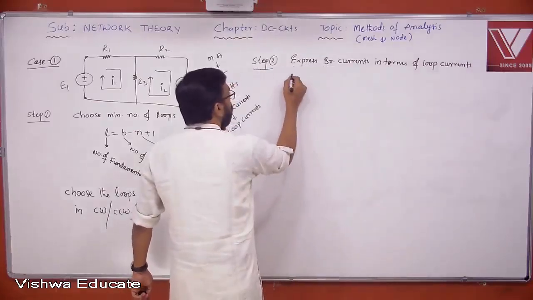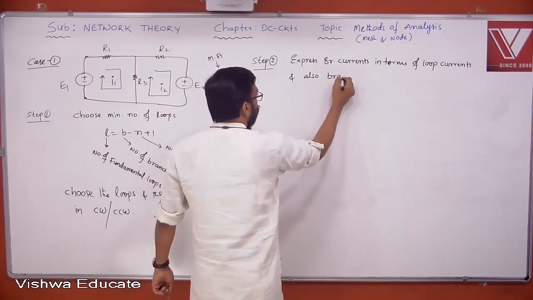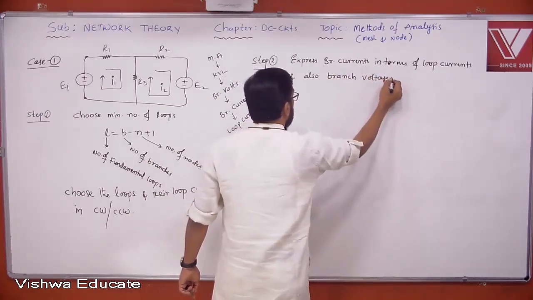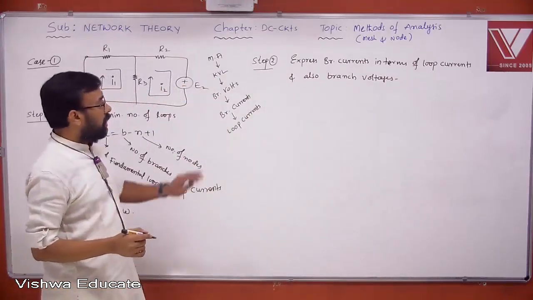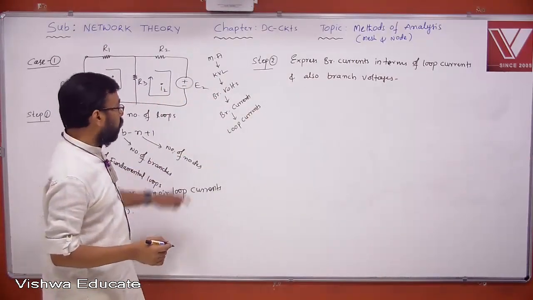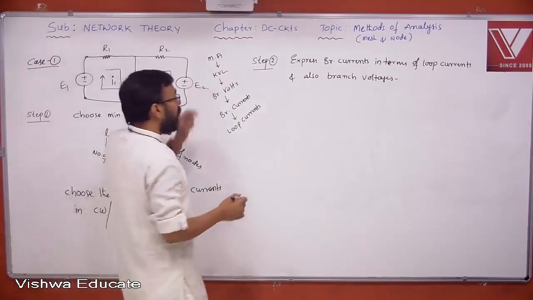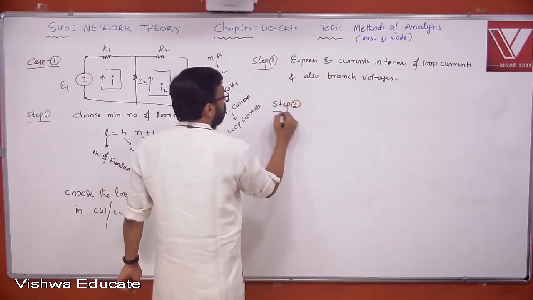Okay. And also find branch voltages. Please write down this, all of you, along with me. Okay. Express branch currents in terms of loop currents and also find branch voltage. Once you find branch currents, you can find branch voltages. Yes or no? Okay. Now once you find branch voltages, you can go for what?